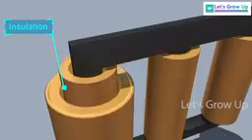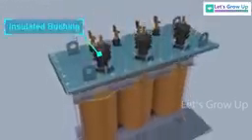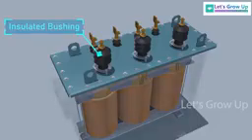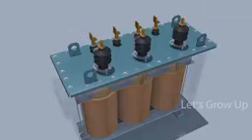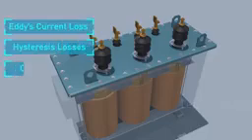Insulation is needed between the primary and secondary winding to prevent short circuits. Finally, to receive electric energy from the transformer, insulated bushings are needed. During its working, or transferring the power from the primary to the secondary winding, various energy losses happen, like eddy current losses, hysteresis losses, and copper losses. All these losses generate heat.